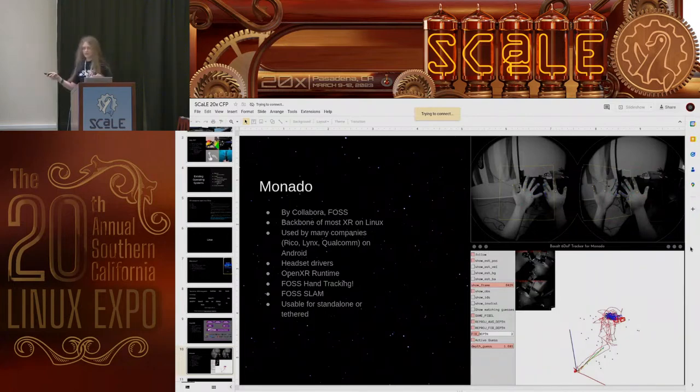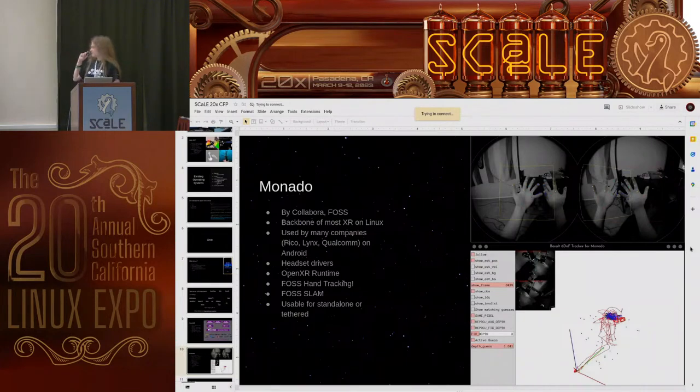Now, Monado isn't just for Linux. It's also for Android, too. It shares almost all of its code, and I even have a way to get it to where you can run Monado Android apps on Linux. I haven't implemented that yet, but it is theoretically doable. A lot of people have told me.